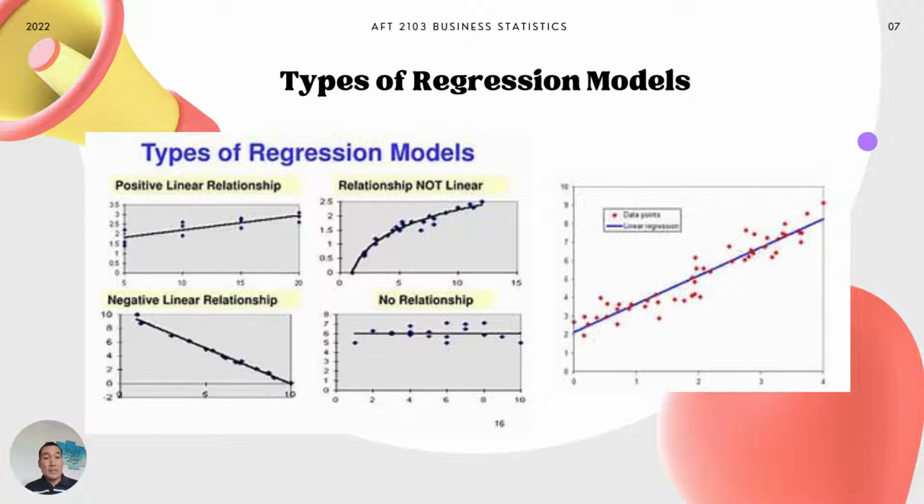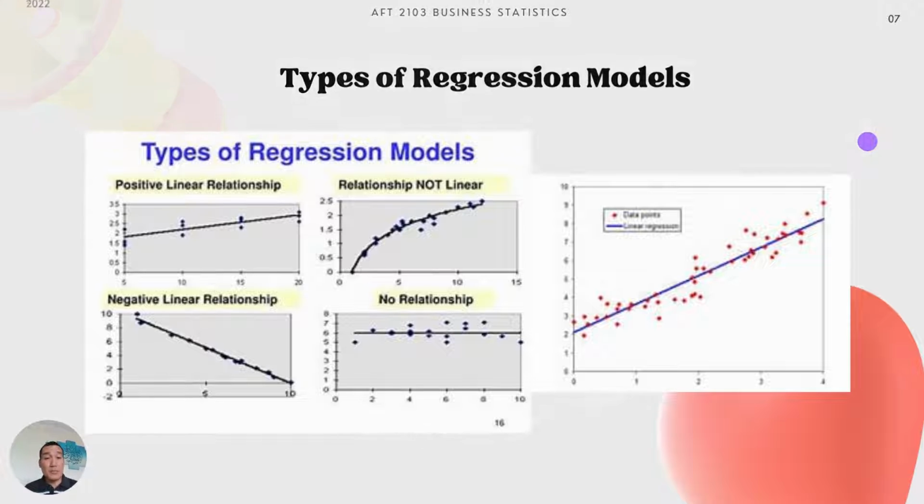On another side, we can see the types of regression models, starting with positive linear relationships. Another type is relationships that are not linear. The other graphs show negative linear relationships and also no relationship. Here, we can see the types of regression models.